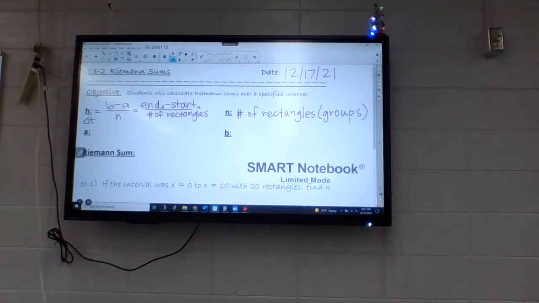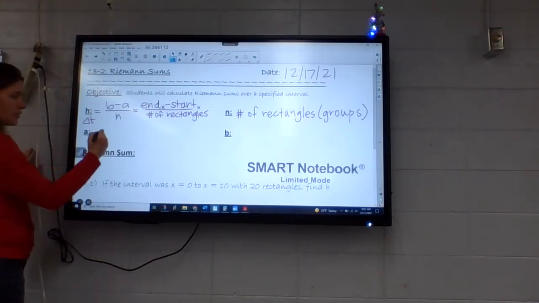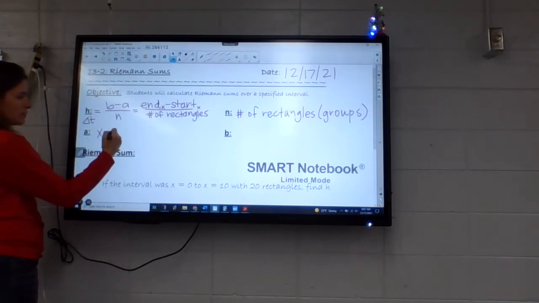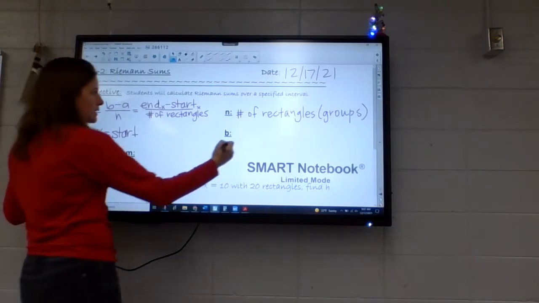So just rectangles. And then the A and B, again, this is basically our range of X values. So that's X at the start. And then this is the X at the end.